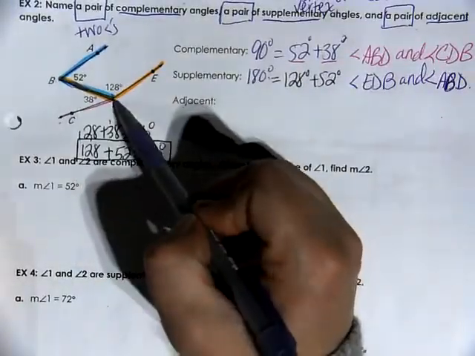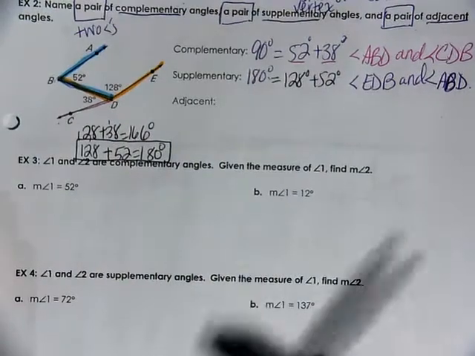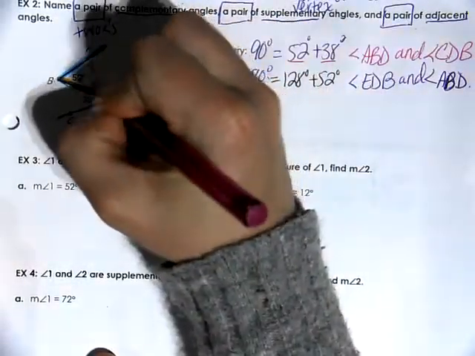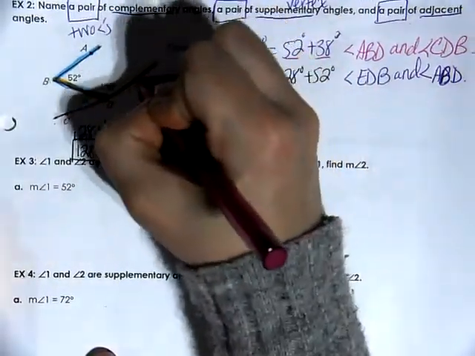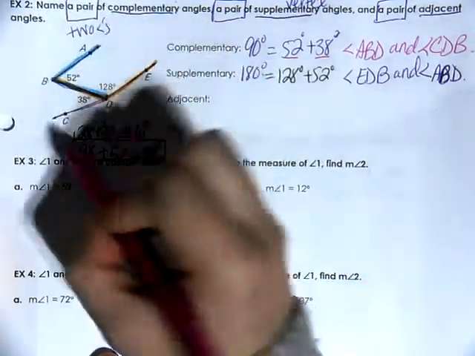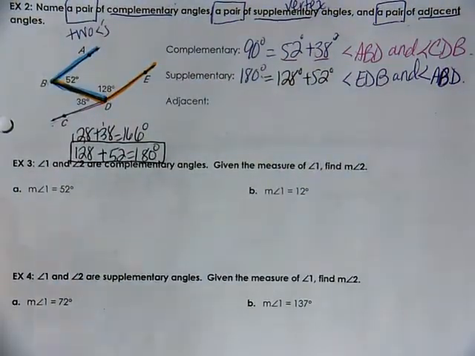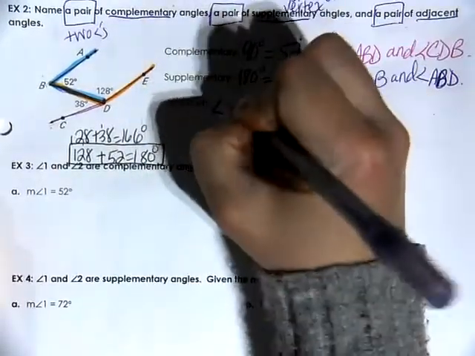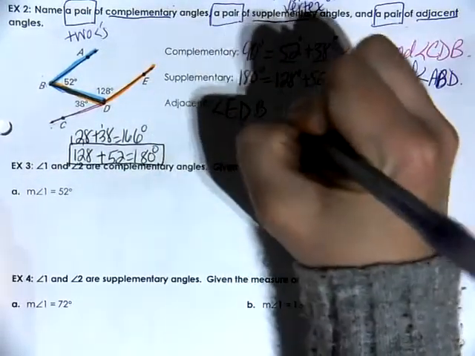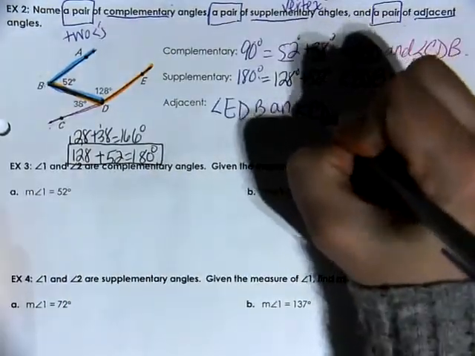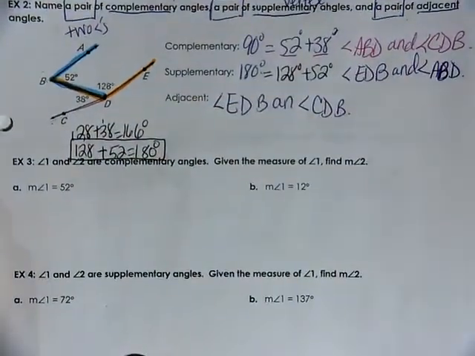Remember that whenever you name angles, it's all about whatever the corner point is. That's the letter that goes into the middle. Let's look at adjacent angles. Adjacent angles, remember, share a common vertex and share a common side. So it looks like EDB and CDB would be considered adjacent angles. So that's angle EDB and angle CDB. They would be considered adjacent.